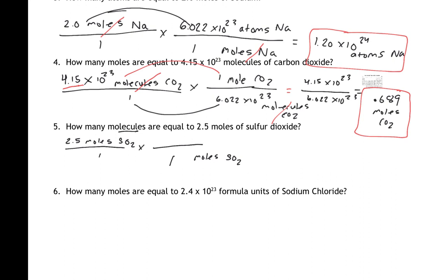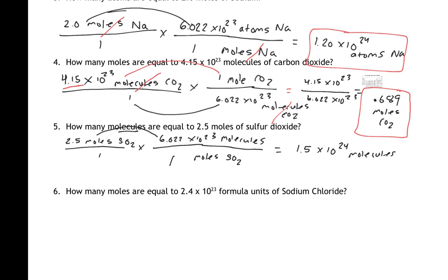So 1 mole of SO2 is equal to 6.022 times 10 to the 23rd molecules. Remember, Avogadro's number works for molecules, atoms, ions, particles. And so then we're just going to multiply 2.5 times 6.022 times 10 to the 23rd. And then we'll get our answer for that one. So this one comes out to be 1.5 times 10 to the 24th molecules.